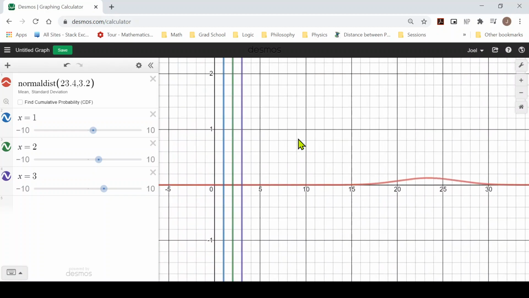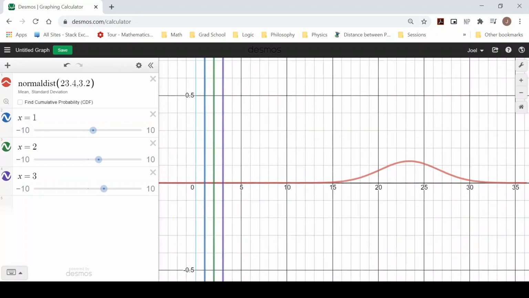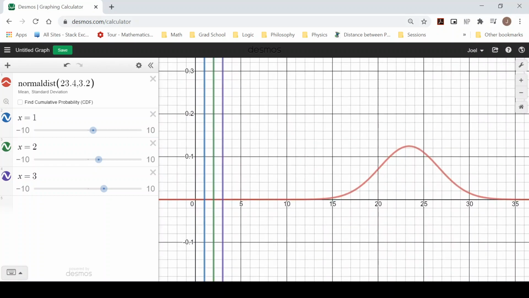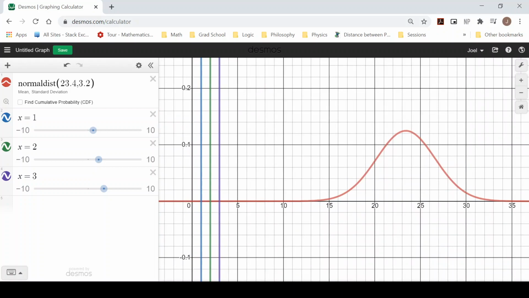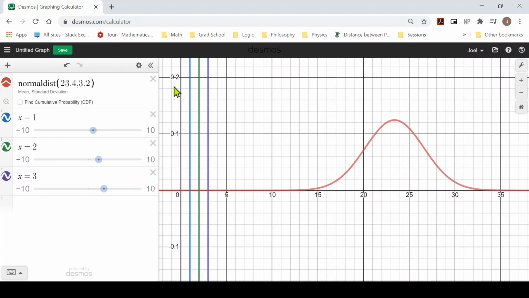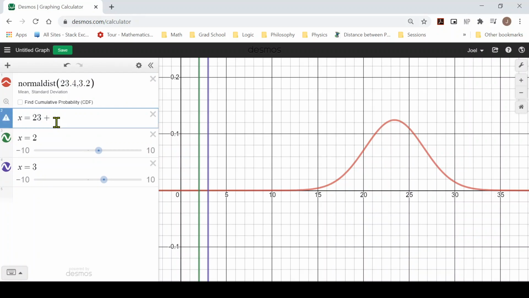So let me go back here and say, you see, it's still going to have a similar shape if distorted and scaled accordingly to the standard deviation. So now these values here no longer make sense, because they would actually be 23 plus 3.2.